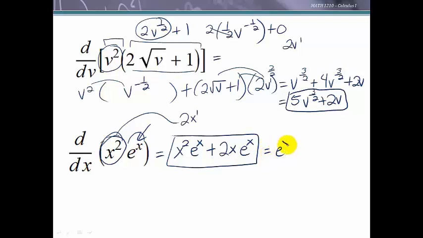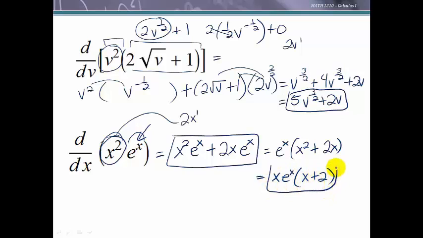This is sometimes written factoring out the common e to the x. So we could also express this derivative as, actually, once I get that, I could see that there's also an x in common. So we could factor the common factors out, and we could also express this like this.